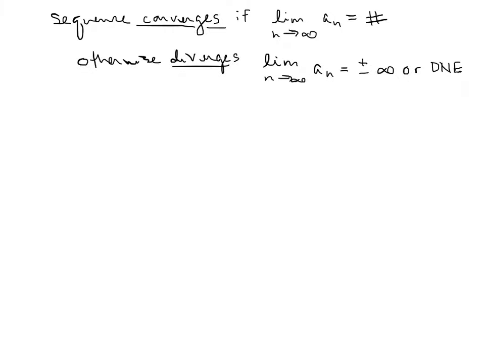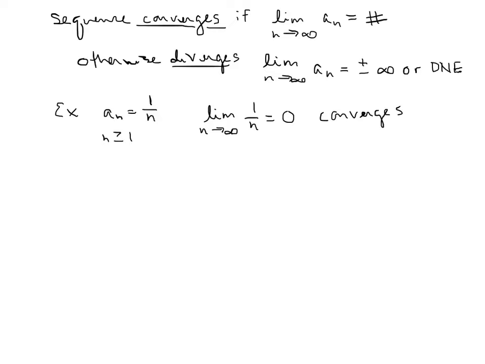Let's look at a pretty simple example here. Let's look at a sub n equal to 1 over n, where n is greater than or equal to 1. If we take the limit as n approaches infinity of 1 over n, we would get 1 over something really big, and that's 0. We get a number, and it converges.